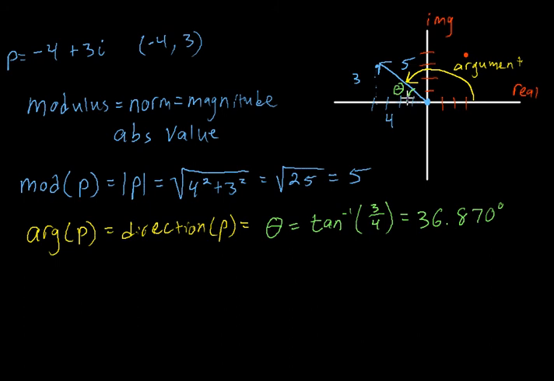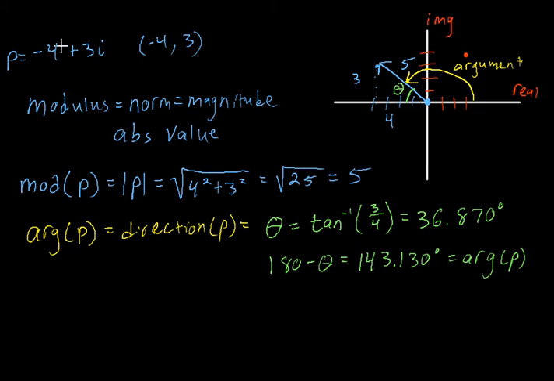So if I want to find the argument of my complex number, I end up having to do 180 minus that angle I just found, because that angle I just found is the reference angle. So 180 minus that previous answer gives me 143.130 degrees. And that ends up being my final argument for P.